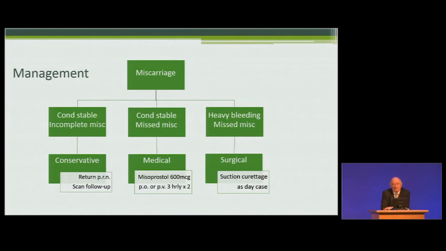Likewise, on the right with the heavy bleeding, miscarriage, big sac, etc., they probably need surgical management. But then you've got a big group in the centre there. Generally, with the way EPUs are run nowadays, these women will present with a sac still in place and of a stable condition, and a diagnosis is made of miscarriage. Now, they can go either route.